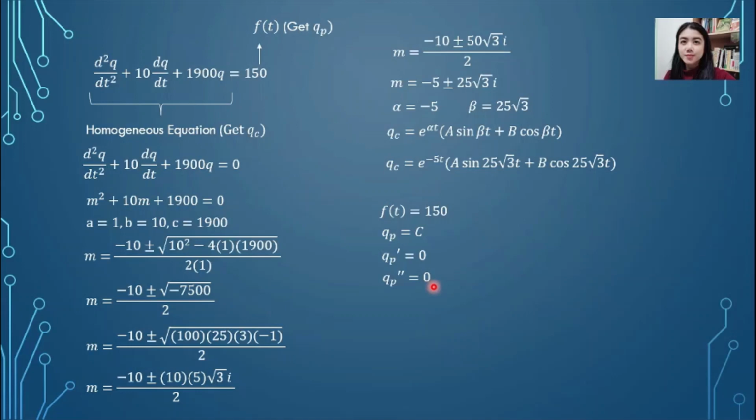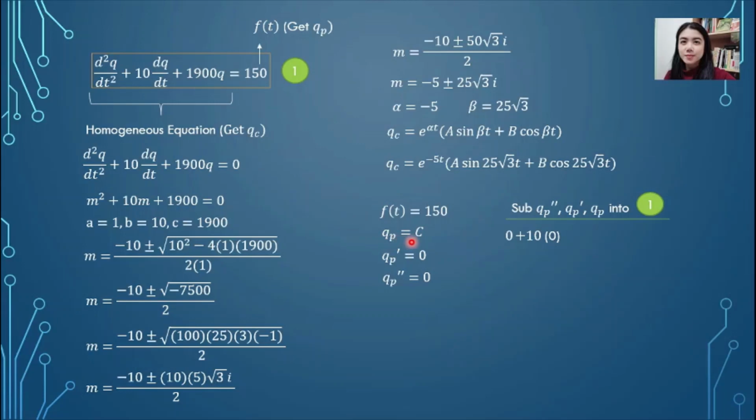So now let's substitute all those things that we have here into this non-homogeneous equation. Let's name this non-homogeneous equation as equation number 1, and do the substitution. Let's substitute our qp double prime into here. We have 0, plus 10 multiplied by, this is actually your qp prime, that is 0. So you have 10 multiplied by 0, plus 1900 multiplied by q.